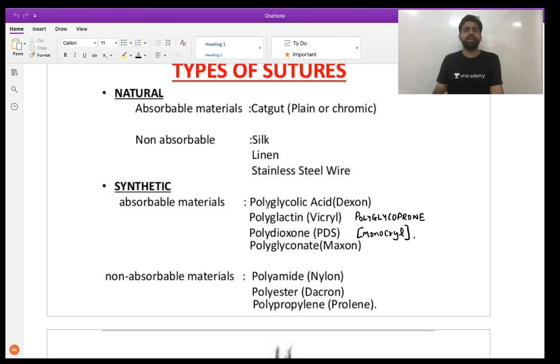What about this chromic catgut? If you coat the normal catgut with chromic salt, it increases its absorption time. So that is what you mean by chromic catgut. It is just the normal catgut suture coated with chromium salt in order to increase the absorption time.